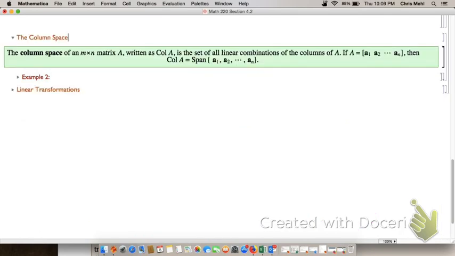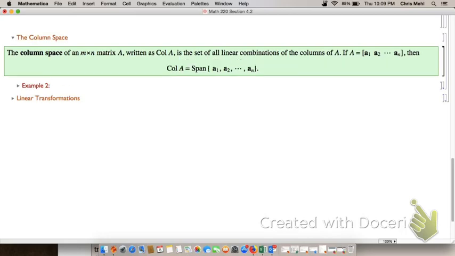Okay, so on to the column space, and again, same definition as before. The column space of an m by n matrix A, written as col A, is the set of all linear combinations of the columns of A. And we've seen this before. If A is written in the form A sub 1, A sub 2, and so on, which represent the columns of A, then we can write col A as the span of those columns. Remember, the span of a set of vectors is the set of all linear combinations of those vectors.